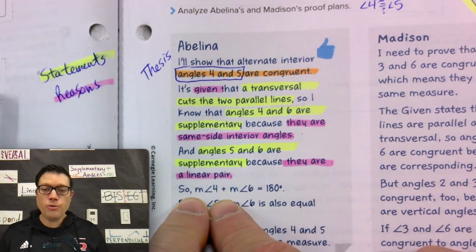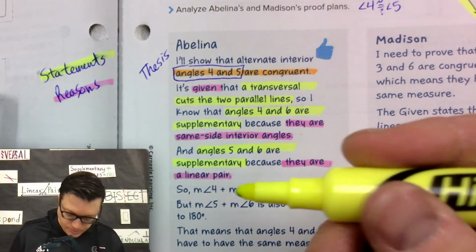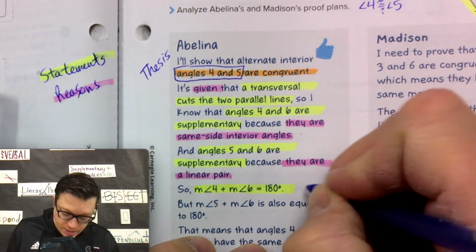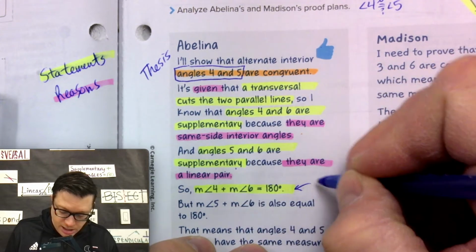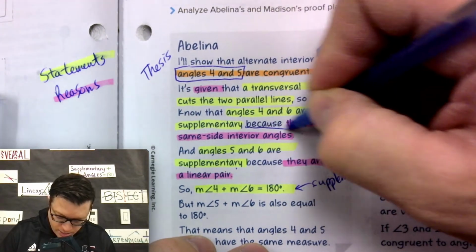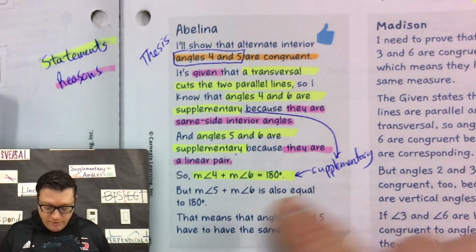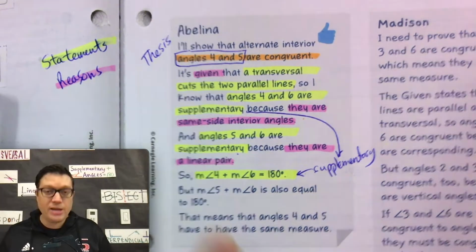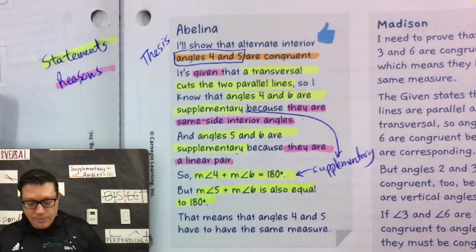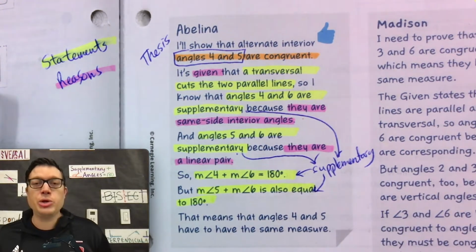So the measure of angle 4 plus the measure of angle 6 equals 180. That's a statement. And if we needed to comment on why it is, I'm going to write, she knows this because she said supplementary right here. Okay, but the measure of angle 5 plus the measure of angle 6 is also equal to 180. That's another statement. And she's allowed to make that statement because she said supplementary. So we have supplementary being used twice.